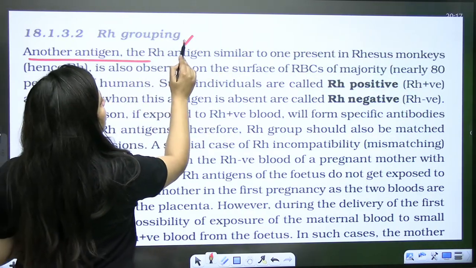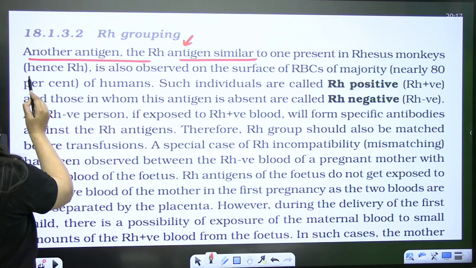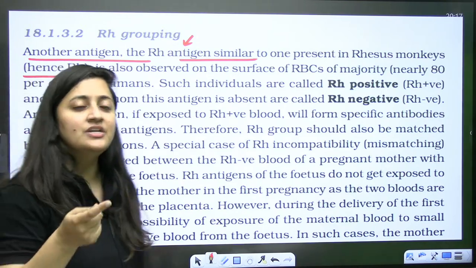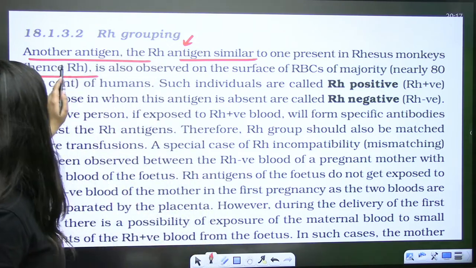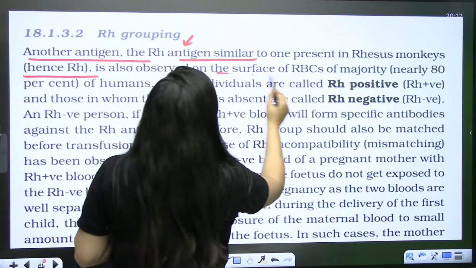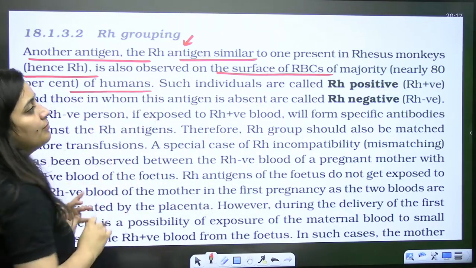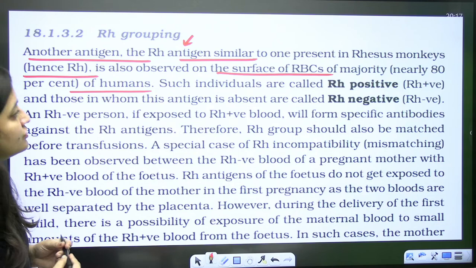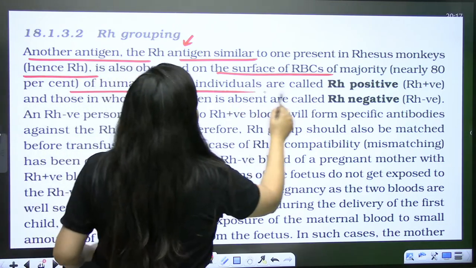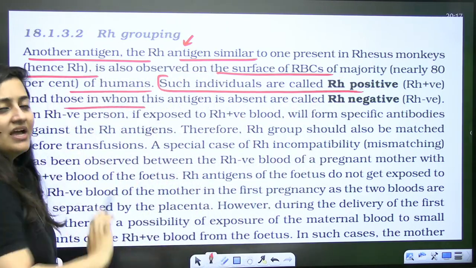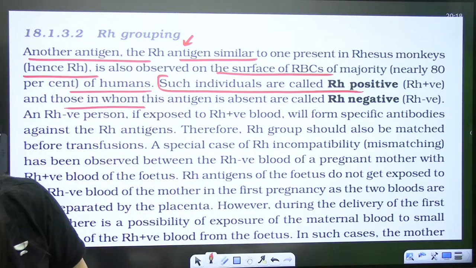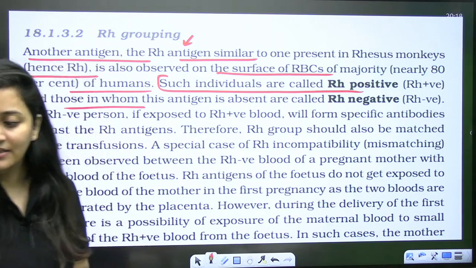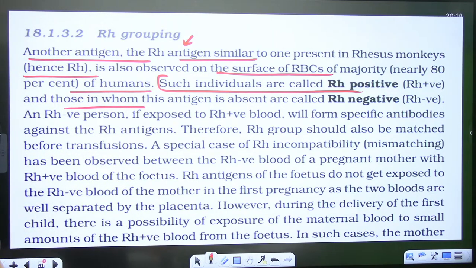So another antigen, the Rh antigen, similar to the one present in the rhesus monkey. This Rh antigen was discovered in the rhesus monkey. That story is also very interesting, you can check that. It is also observed on the surface of RBCs of the majority of humans, nearly 80% of humans. Such individuals are called Rh positive if they have the Rh antigen. If the Rh antigen is not there, then they will be Rh negative. Is that clear?